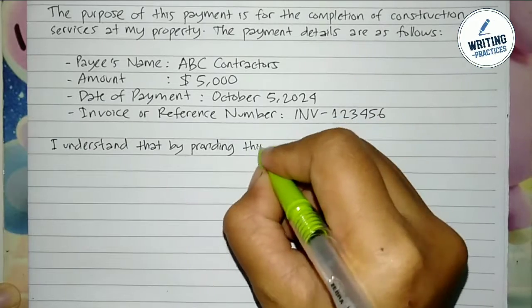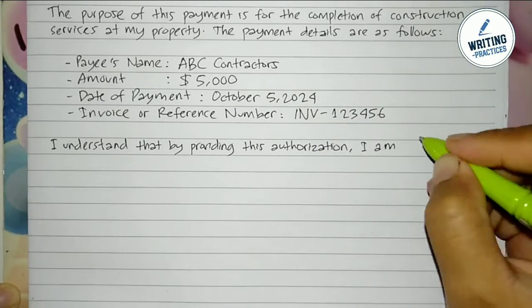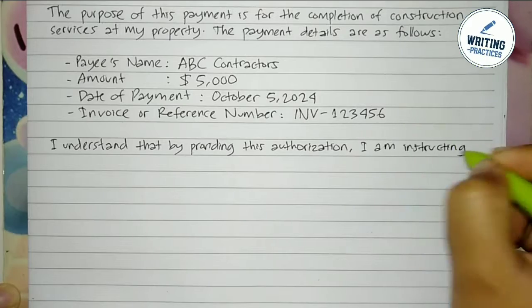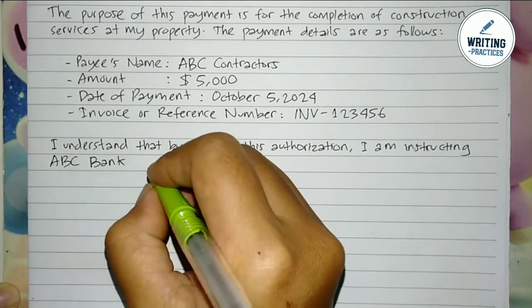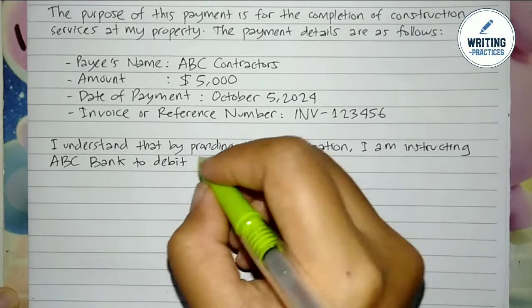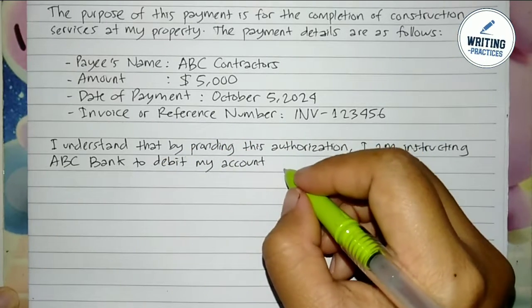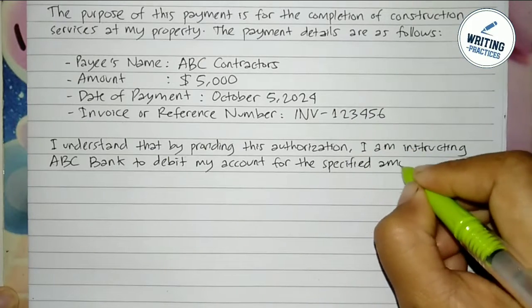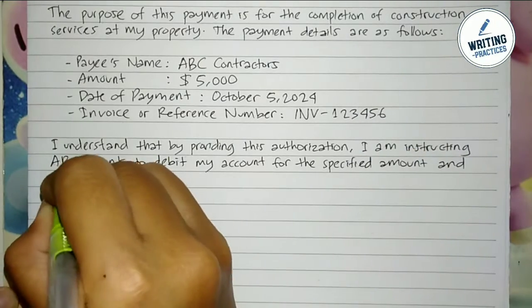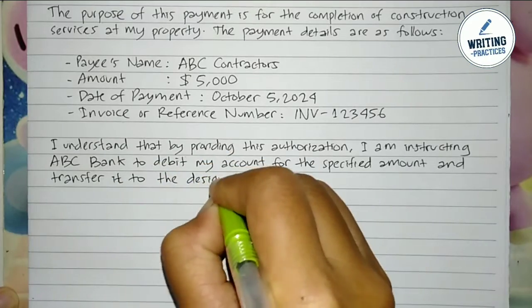In the third paragraph, after giving the payment details, now you must write the instruction to bank. In this example, Olivia acknowledges that this letter serves as an instruction to ABC Bank to debit her account and process the payment. The writer also emphasizes her understanding of the authorization's implications. Sure, you can do the same. And this is how you write it. I understand that by providing this authorization, I am instructing ABC Bank to debit my account for the specified amount and transfer it to the designated payee.